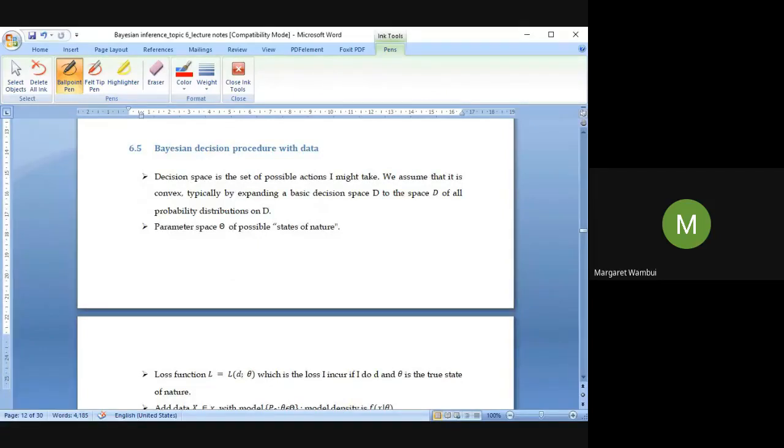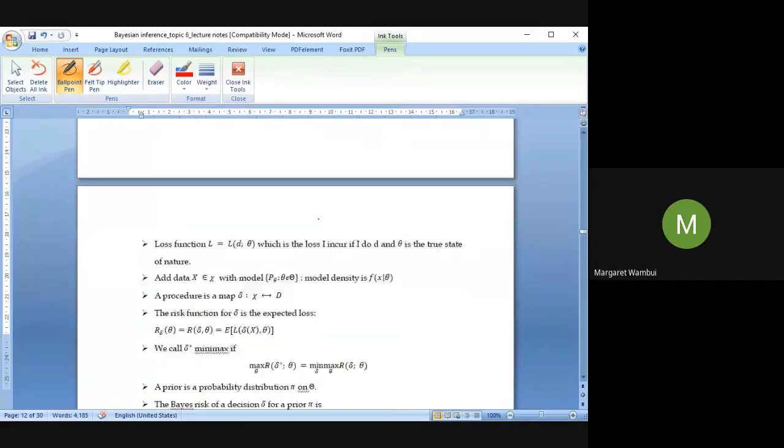Now, what about when we have data? Bayesian decision procedure with data. The decision space is the set of all possible actions, just like up there, that I might take. We assume that it is convex, typically by expanding the decision space, just like we have done in the other one. The parameter space remains the same as the state of nature.